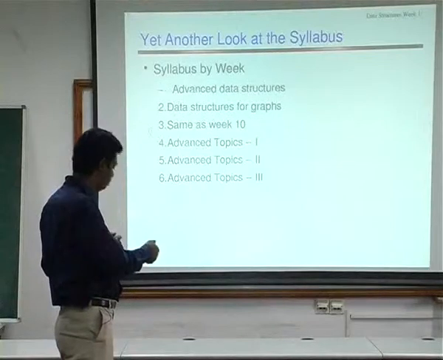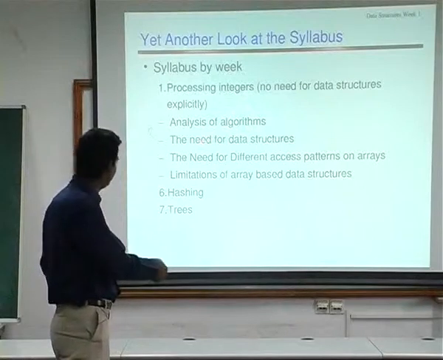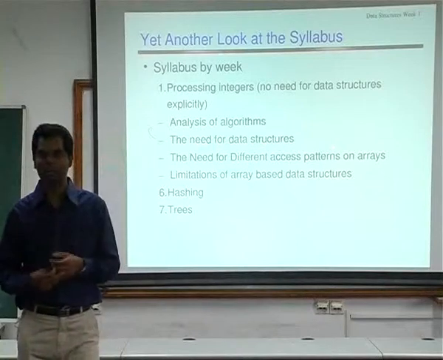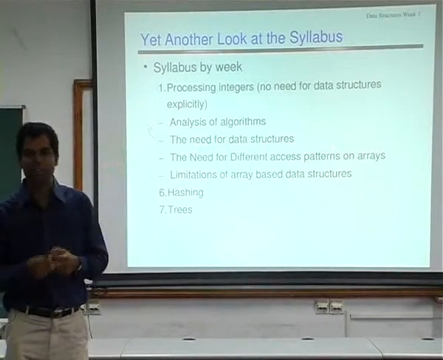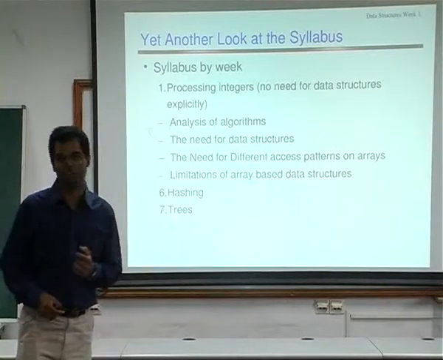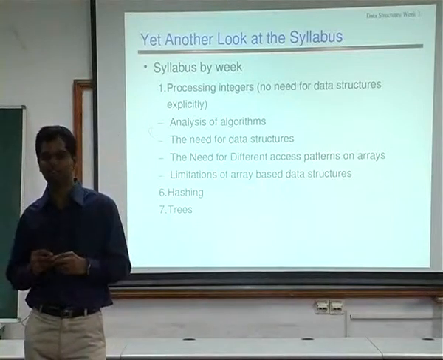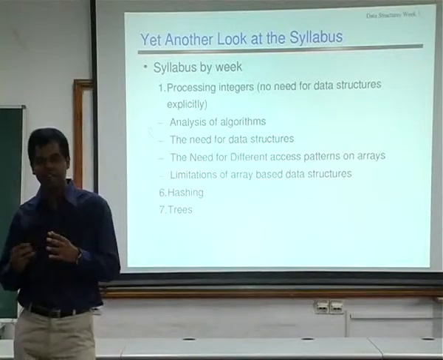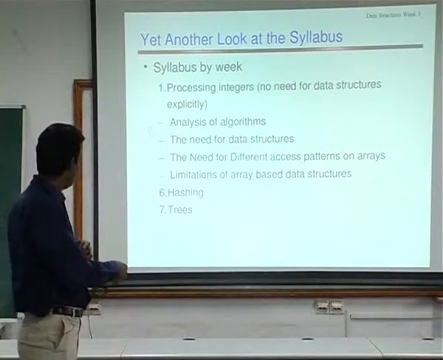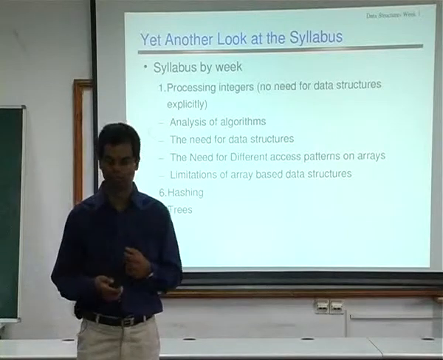Now we'll also talk about analysis of algorithms and the need for data structures. So the need for different access patterns on simple data structures is what gives us stacks and queues, and also the limitations of array-based data structures. Arrays, as you may know, are one of the simplest data structures one can think of, and clearly they will have certain limitations also. Once we understand those limitations, then we can appreciate other data structures that go beyond them, such as linked lists and so on.